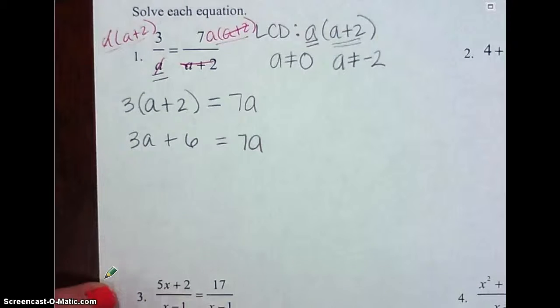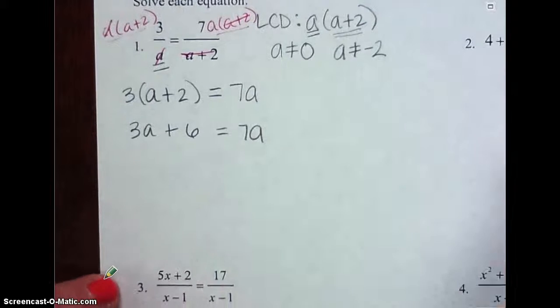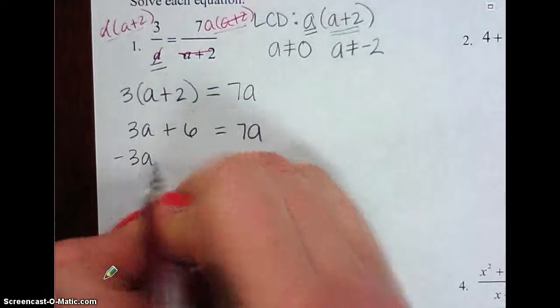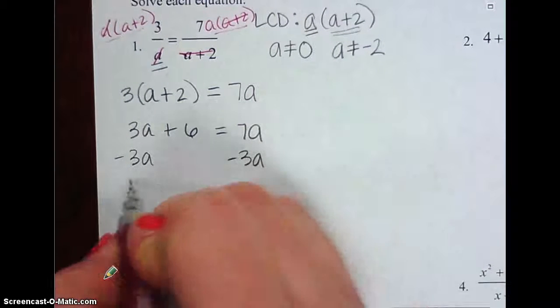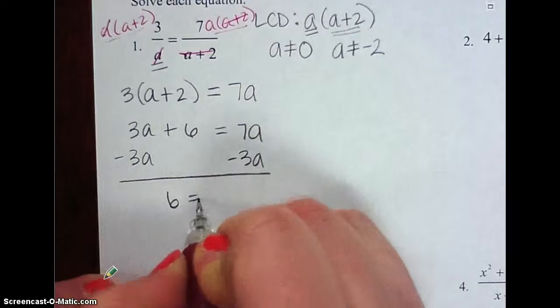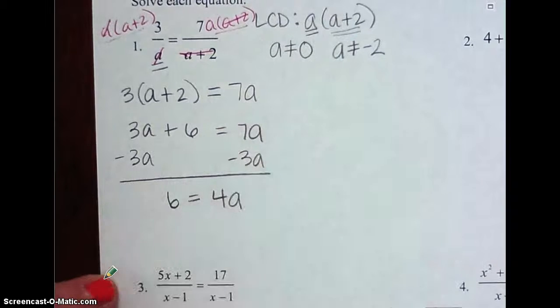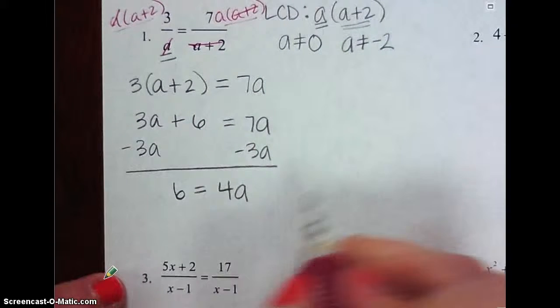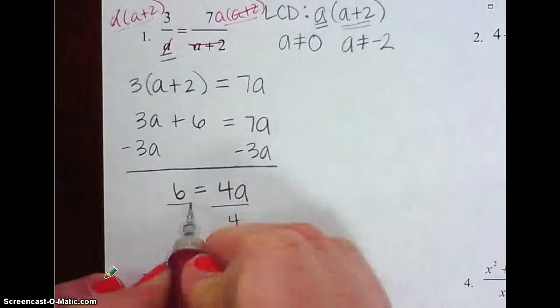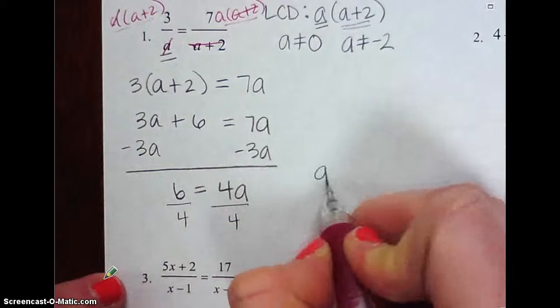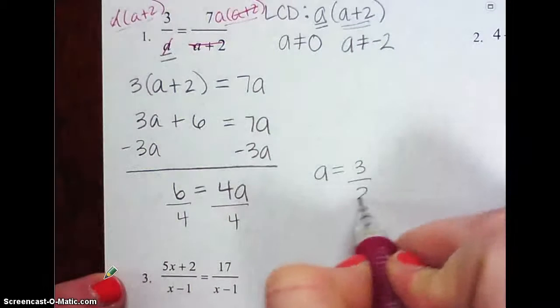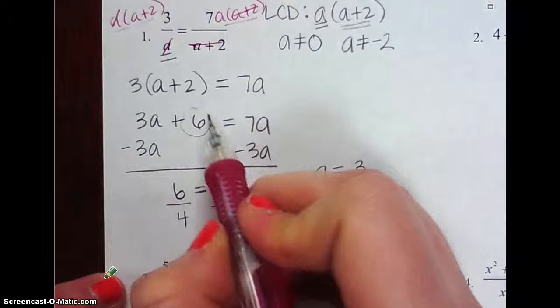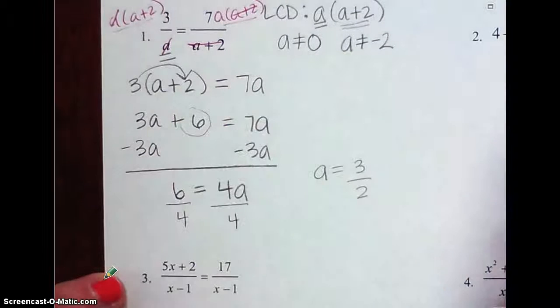What would you do next to solve for A? Minus 3A. Yeah, minus 3A. So 6 equals 4A. And then? Divide by 4. Not 1/2. 3 over 2. It's 6 because of this. Did you distribute?